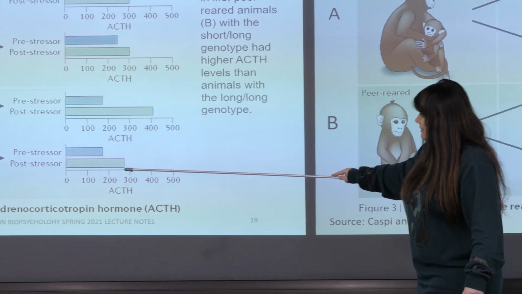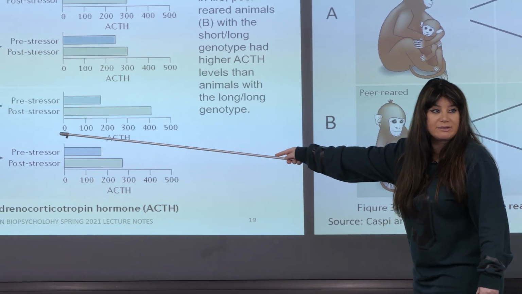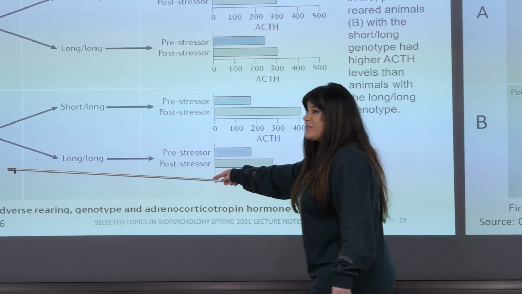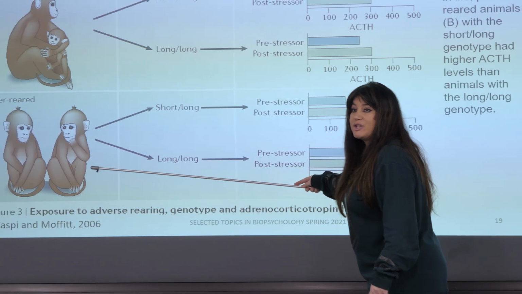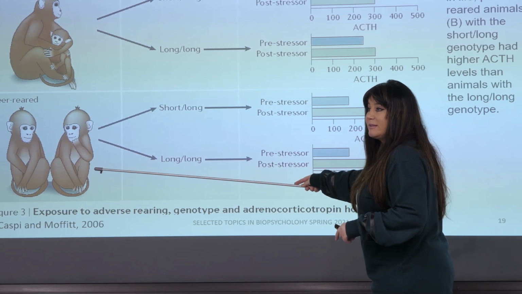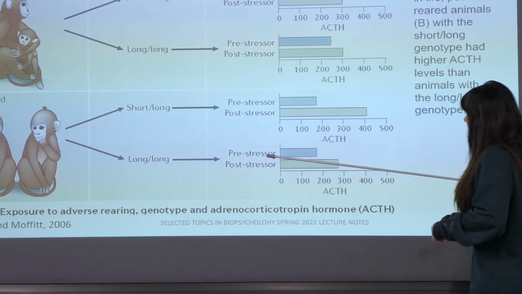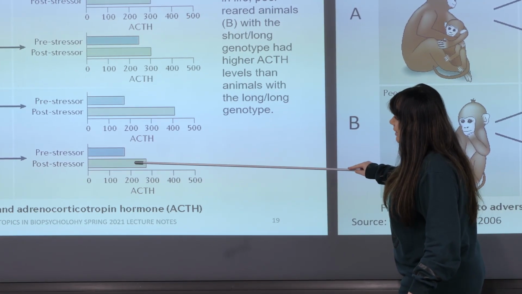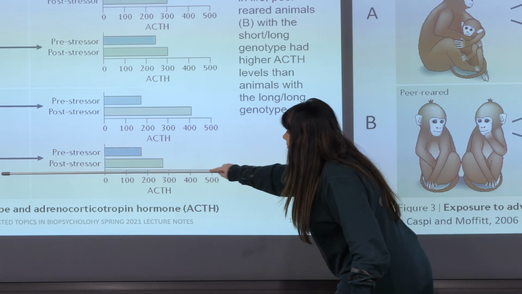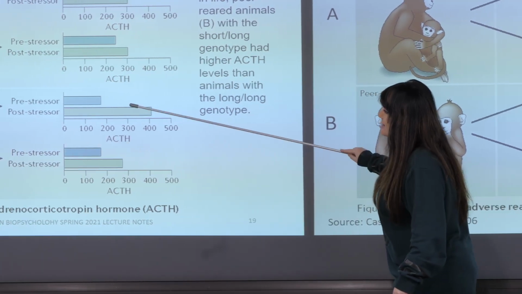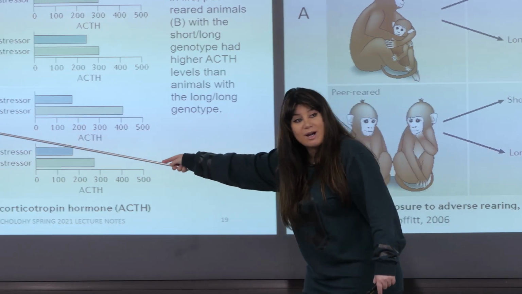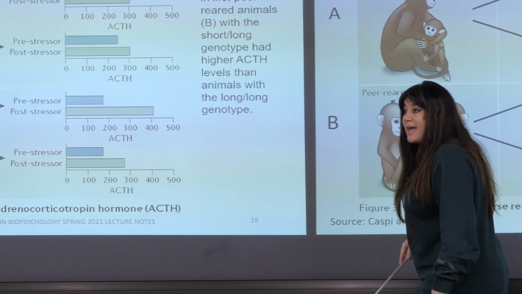Look at this and this. Under the same environmental condition, which is an adverse environmental condition in this experimental model, if you have this genotype, the stress response is not as much as in this case, although the same environmental adversity was present.